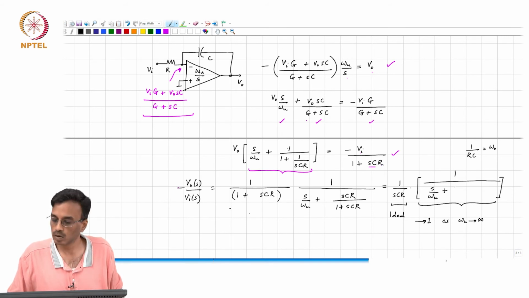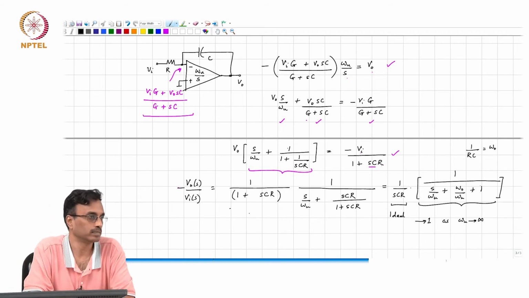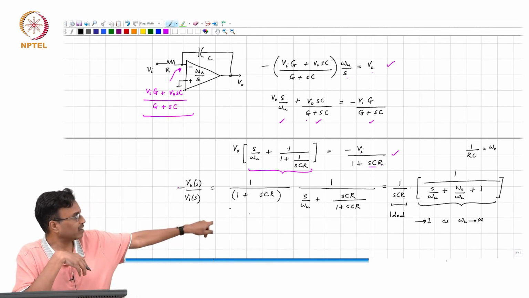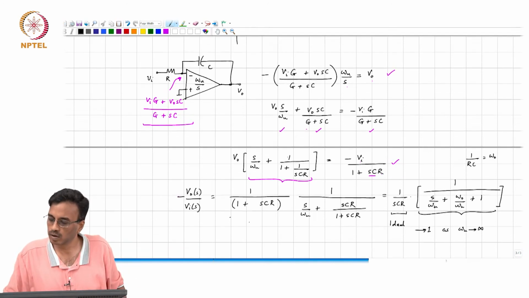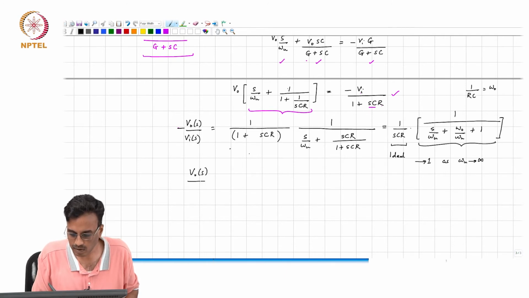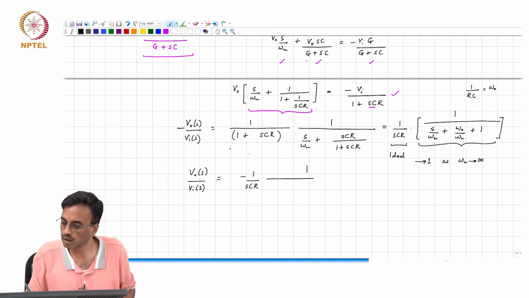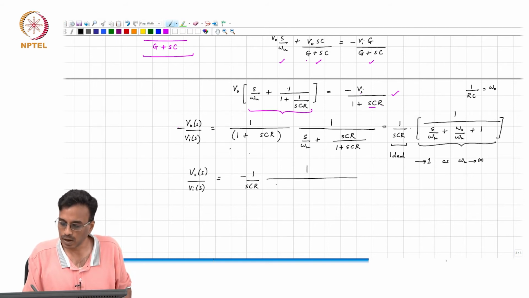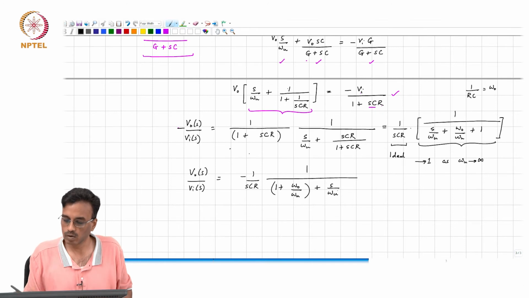Plus omega naught by omega u plus, pardon? Minus Vo by Vi, right? Can somebody else confirm? Very good. So hopefully we have our math right. Vo by Vi of s therefore is minus 1 over SCR times this transfer function, which is 1 plus omega naught over omega u plus s over omega u.